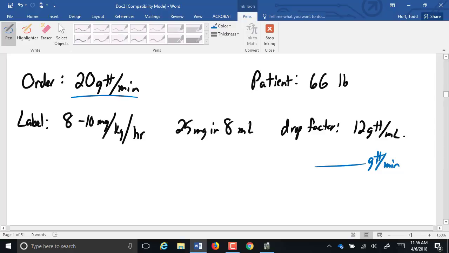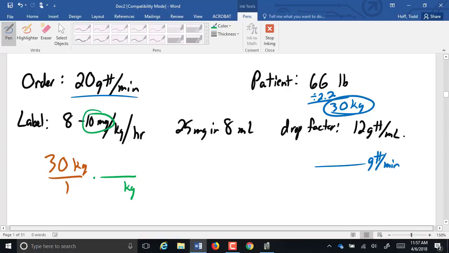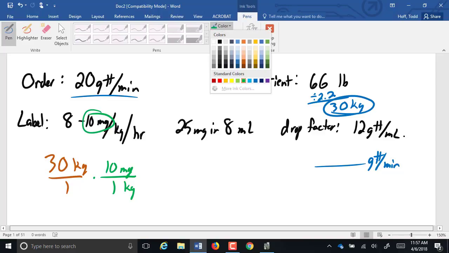So once again, we do have to start out converting our patient's weight to kilograms. 66 divided by 2.2 is 30 kilograms. So we'll start out our calculation for a 30 kilogram patient. So again, we have to get rid of the kilograms. They go on bottom. We're going to use the max, 10 milligrams per 1 kilogram.